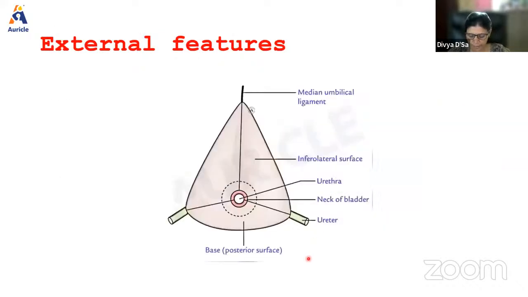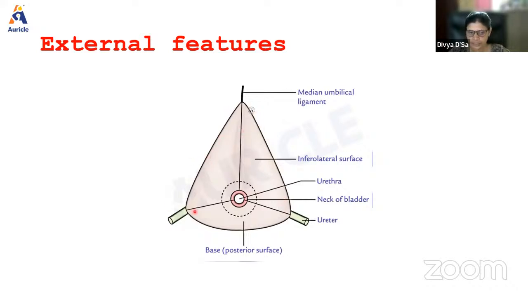Then the borders. Here we have the anterior border. The anterior border will extend from the apex to the neck of the bladder, and it will separate the 2 inferolateral surfaces from each other. The posterior border separates the superior surface from the base. This is the posterior border. And the lateral borders, each border separates the superior surface from the inferolateral surface.